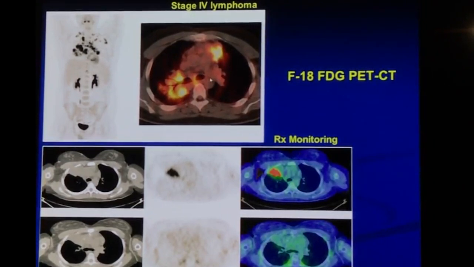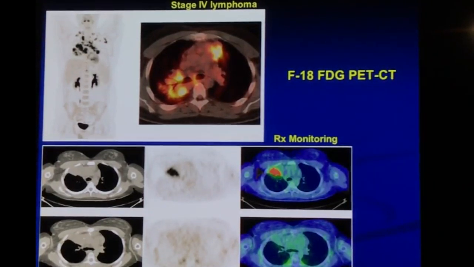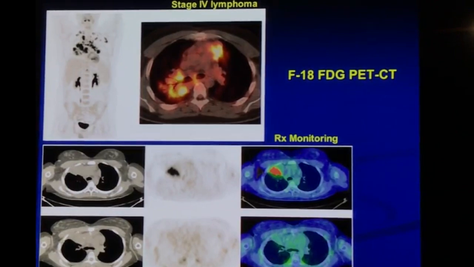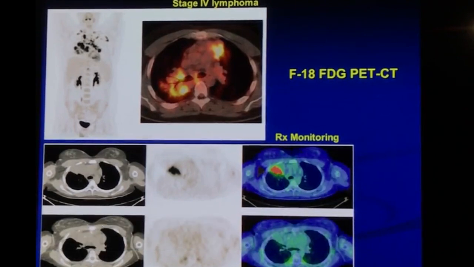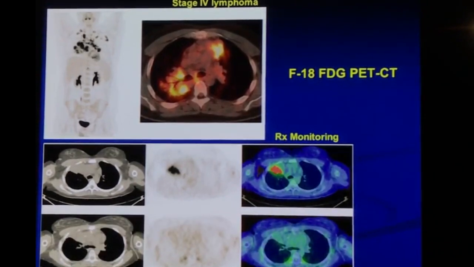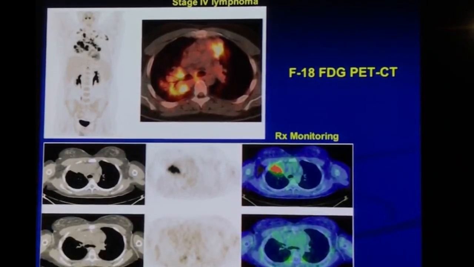So it's a very common technique used for staging patients with a variety of malignancies. The second example here is for treatment monitoring. These cancer patients go through highly toxic chemotherapies or radiation, and you want to find out if these therapeutic options have been effective in treatment.